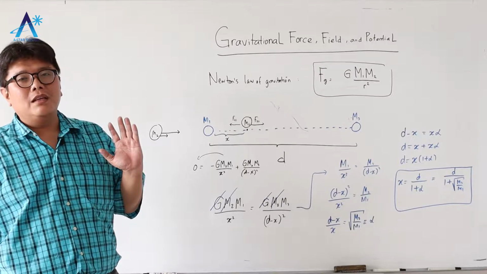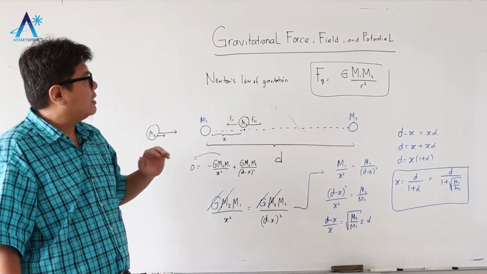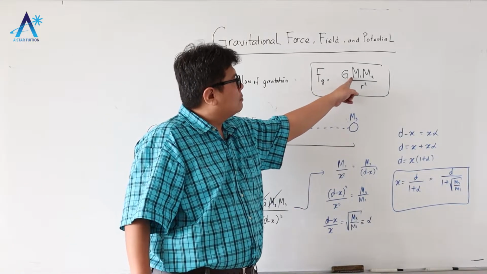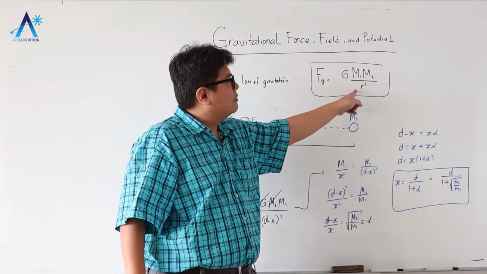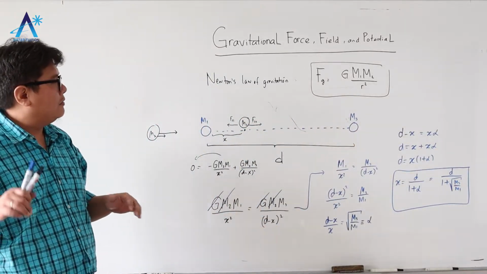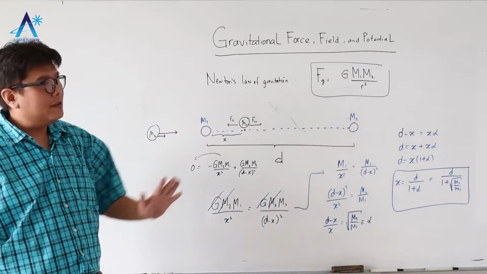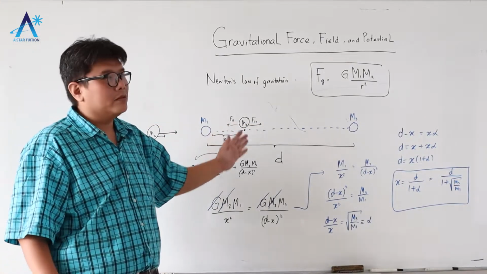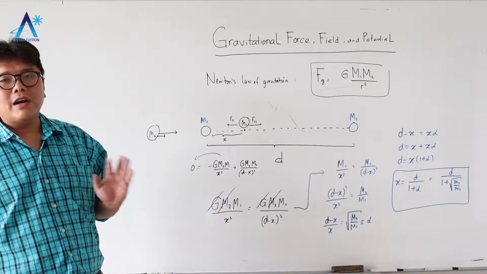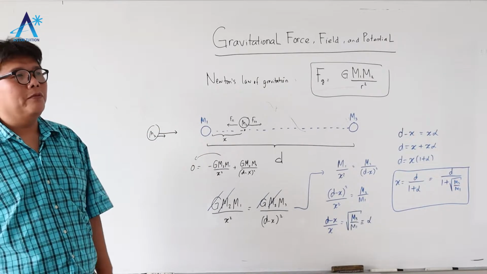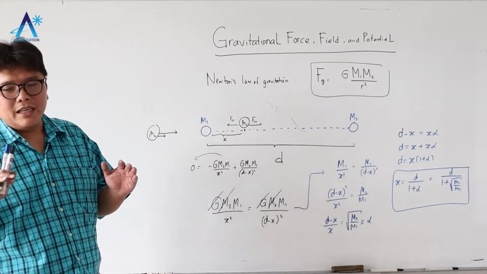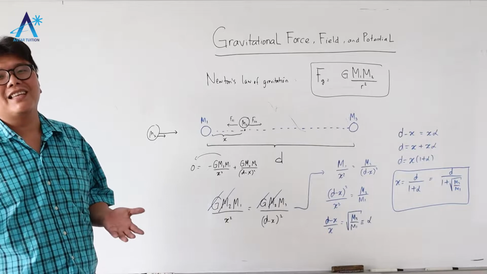Because remember, the gravitational force has a strength that is proportional to the product of the masses and inversely proportional to the distance. So if they both have the same mass, then the position of zero resultant gravitational force on m2 should be right in the middle. Now what about if it's closer to m3?